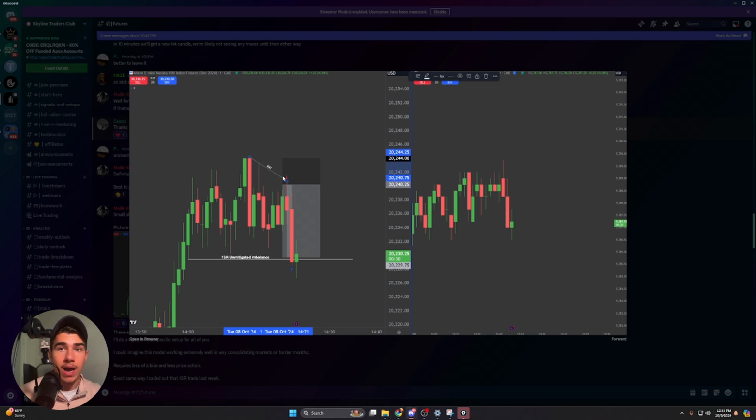Now, the only reason why I'm anticipating this to hold is because we have a 15-minute unmitigated imbalance down here, as well as equal lows. So I'm anticipating bearish price action until this is hit, and therefore this SMT should hold until this is hit. That means if I have an SMT at this high, I want to place my stop loss at that high, because if the SMT is invalidated, then the order flow is probably not bearish. Because if it was bearish, then the SMT should hold. And if we sweep the high, then we don't hold the SMT.